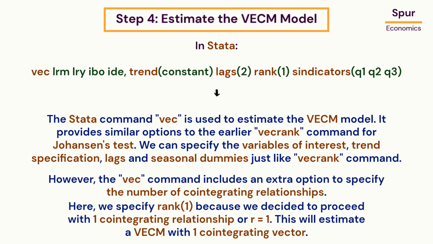However, the vec command includes an extra option to specify the number of cointegrating relationships. Here, we specify rank 1 because we decided to proceed with one cointegrating relationship, or R equals 1. This will estimate a VECM with one cointegrating vector.